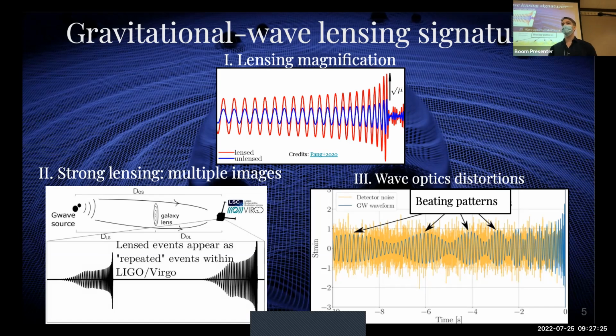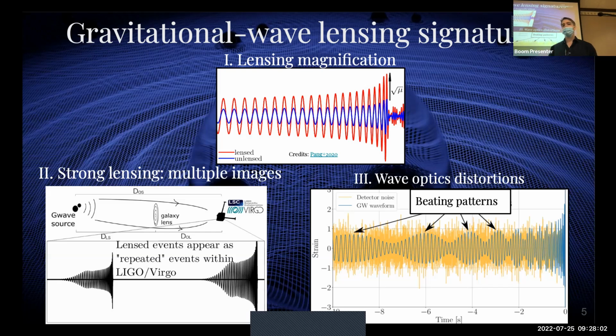Here I show three different gravitational wave lensing signatures. There is firstly lensing magnification. What happens when a gravitational wave is being lensed is that the amplitude of the gravitational wave grows. That's something that we might try to look for in the gravitational wave data. Another possibility is multiple images, but instead of observing them as images by themselves, what we're observing is repeated events. We're trying to look for events that look nearly identical and come from the same sky localization.